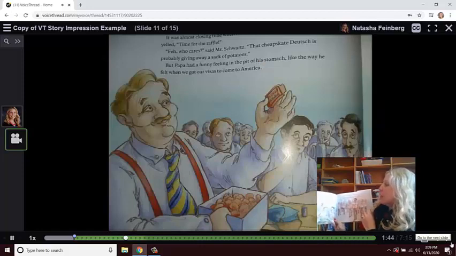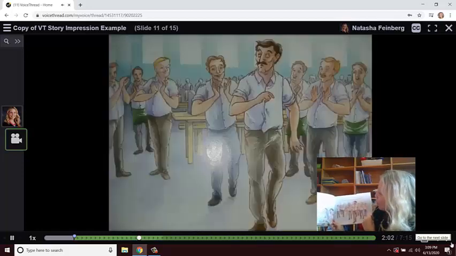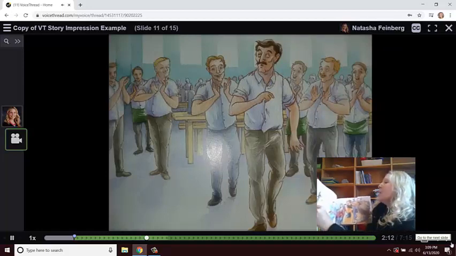It was almost closing time when Mr. Deutsch came out of his office and yelled, "Time for the raffle." "Who cares?" said Mr. Schwartz. "That cheapskate Deutsch is probably giving away a sack of potatoes." But Papa had a funny feeling in the pit of his stomach, like the way he felt when we got our visas to come to America. Mr. Deutsch put his hand into the cardboard box and pulled out a piece of paper. "And the winner is," announced Mr. Deutsch, "Baruch Silberklein." Everyone clapped. Papa couldn't believe it. He won.